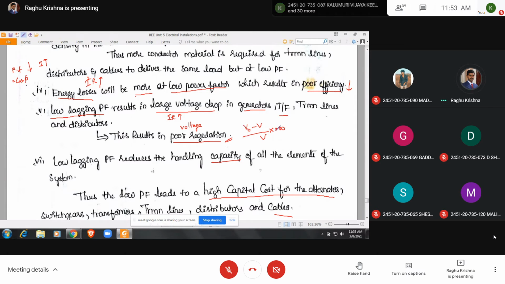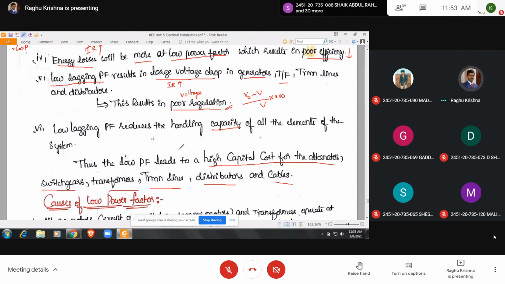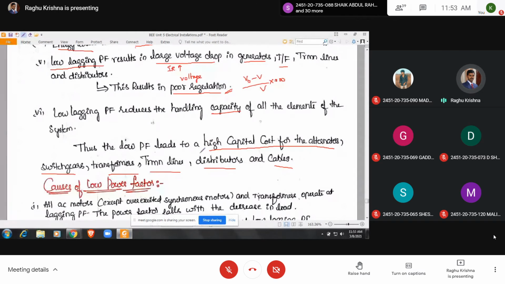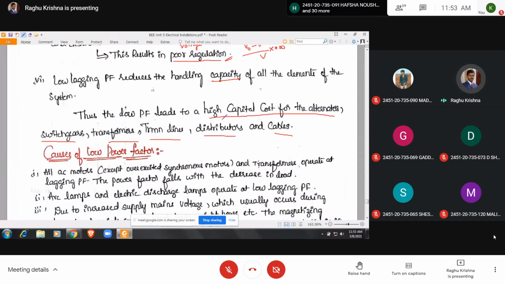Next, not only that, in order to deliver the power to the load, we have to increase the capacity of all the elements of the system. So it increases the capital cost for all the elements of the system.